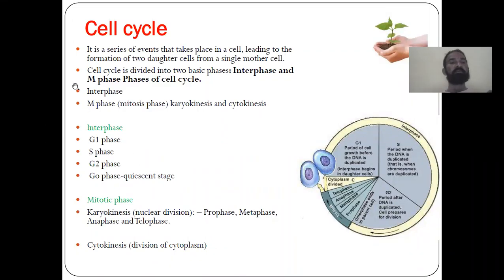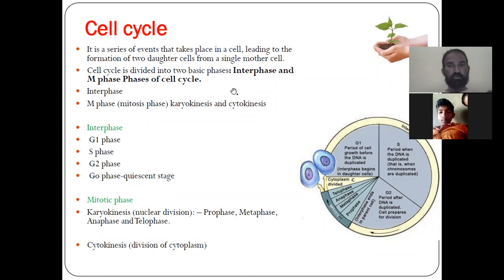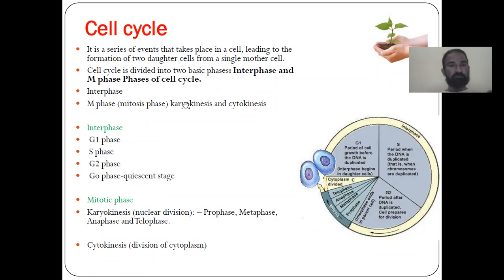Okay, now, what do you mean by cell cycle? Whenever the zygote is formed, after the fusion of the male and female gamete, the zygote undergoes divisions and forms more cells. One cell divides into two cells, and the two cells then divide into four, and so on again and again. So the formation of two daughter cells from a single mother cell involves the cell cycle.